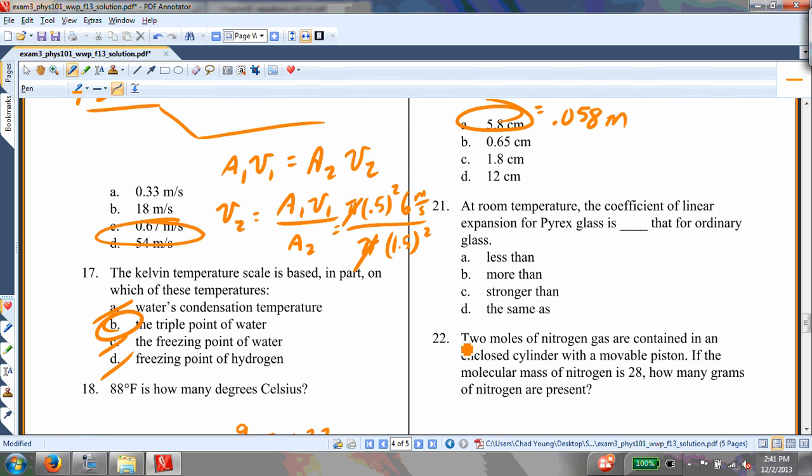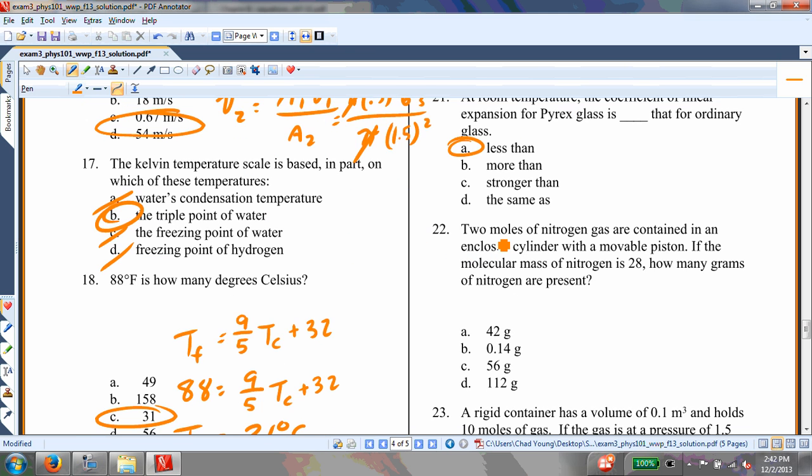Room temperature, the coefficient of linear expansion for Pyrex glass is less than that for normal glass. So normal glass you put in the oven and it cracks because it expands too quickly. But Pyrex, because it has a lower coefficient, it doesn't expand as quickly and it won't crack as readily.